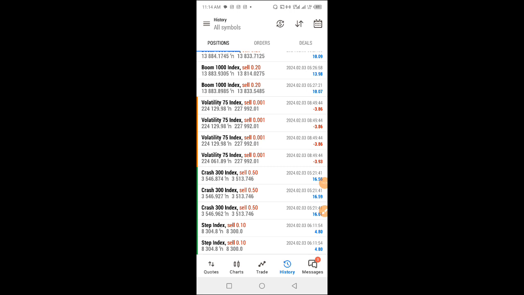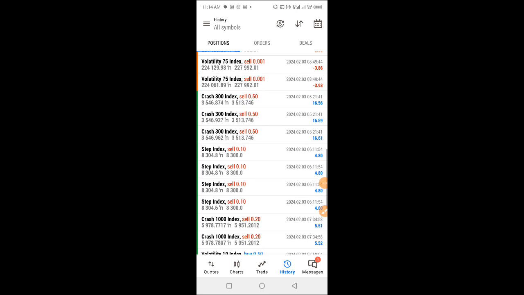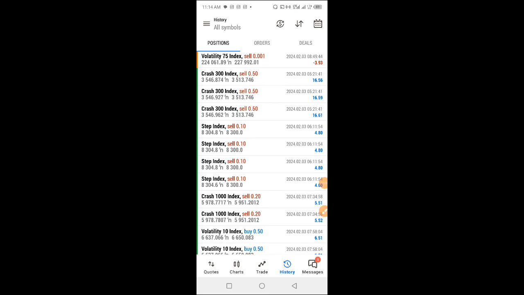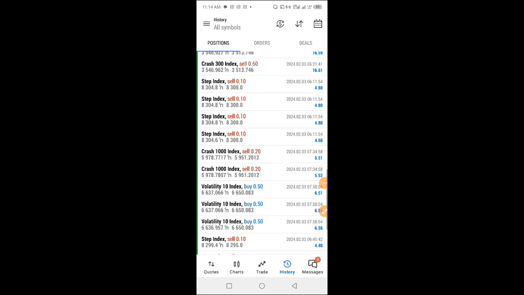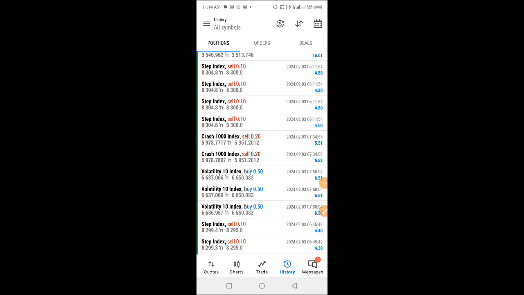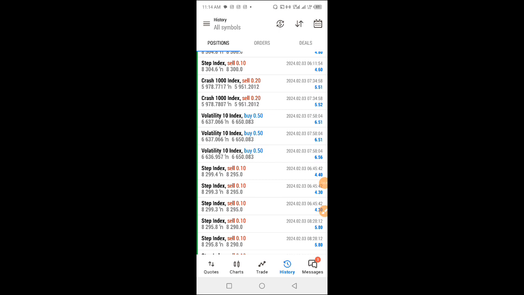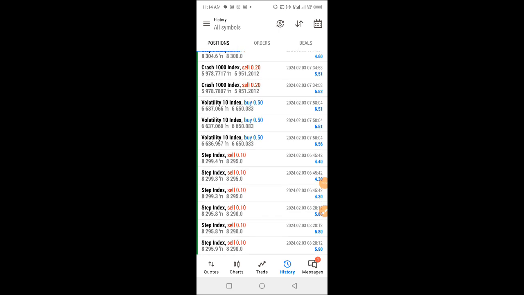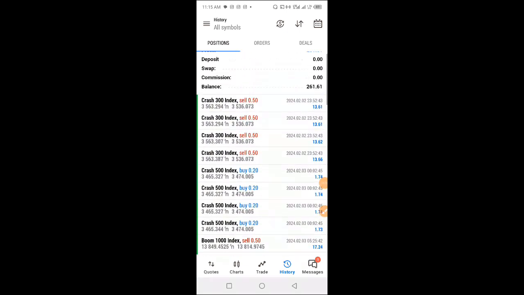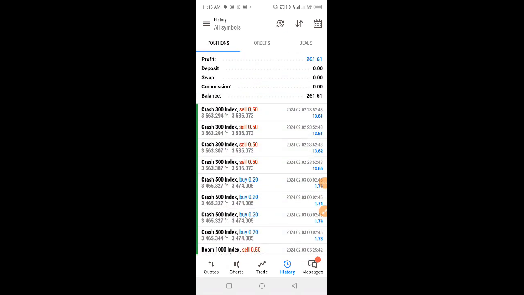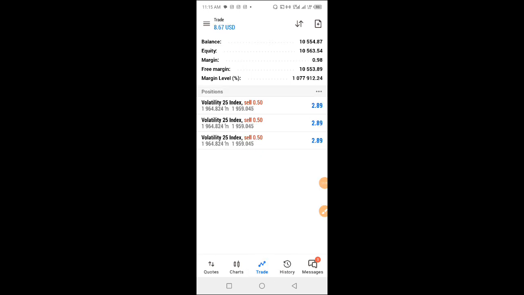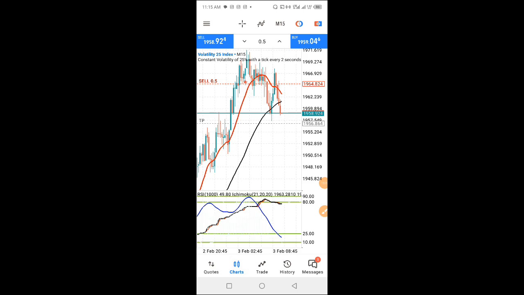You see, it hit stop loss. Hit stop loss. Now Crash 300 again. This is a spike. I took the spike with this same strategy, guys. Step Index. Do you see Volatility 50? Do you see it? Step Index again. So this strategy works, guys. It's just left for you to practice it and make money with this strategy, guys. It works very accurately.